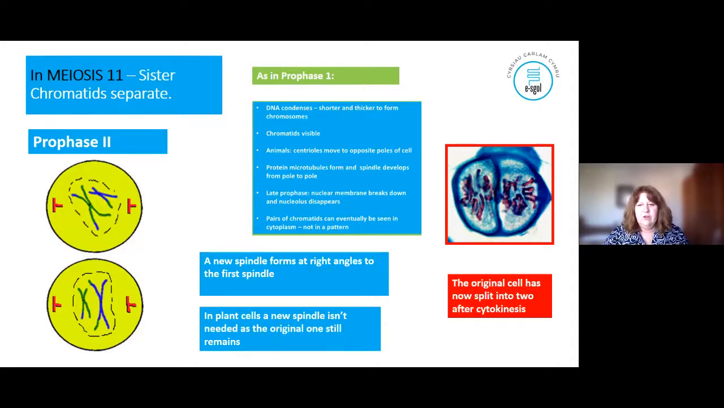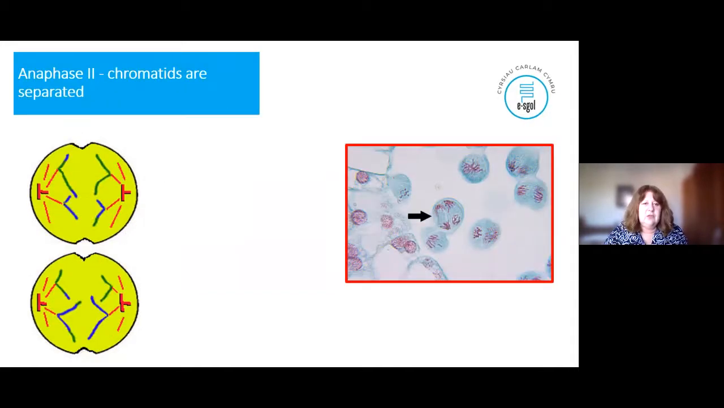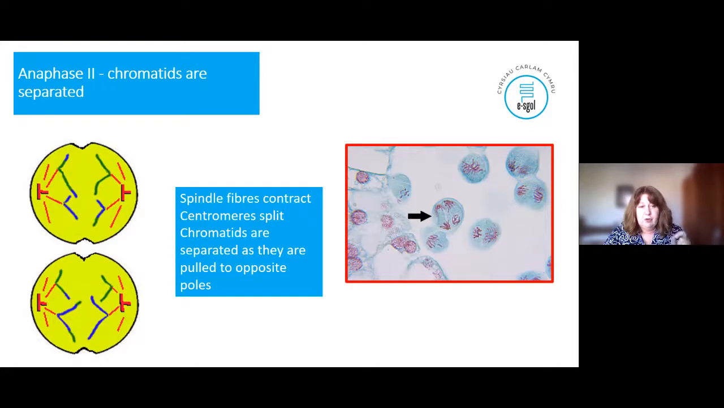So we've now got the original cell, which is composed either of completely 2 separate cells or looks like it's made of 2 separate cells, as you can see in the image there. In metaphase, the chromosomes line up on the equator, and you can see they're attached to the spindle again by the centromere. Metaphase is followed by anaphase, and this time the chromatids are separated, pulled to the poles by the centromere. In the little image I'm showing you, that one original cell has got 4 things happening.